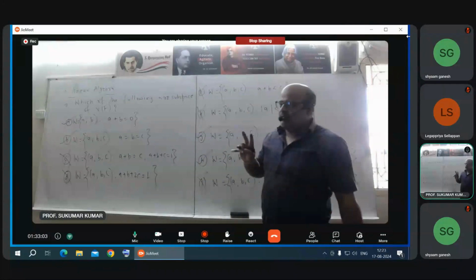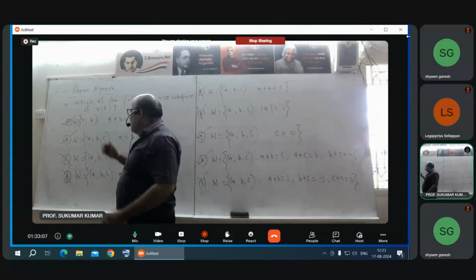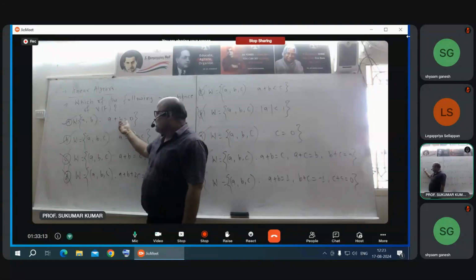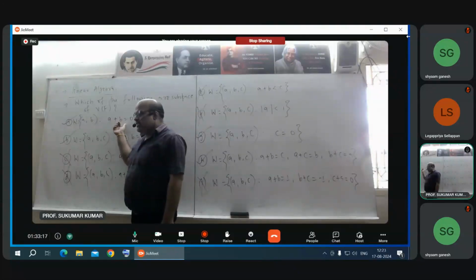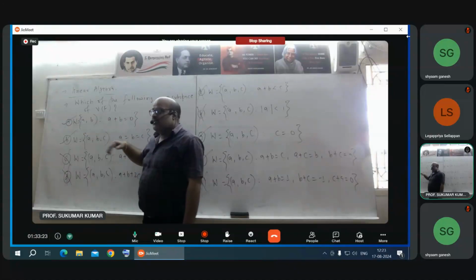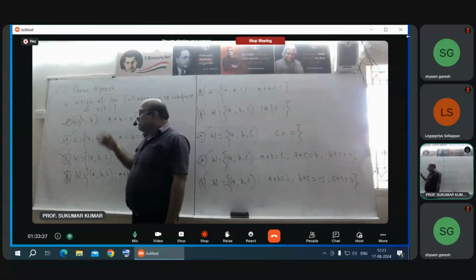Two types of concepts always keep in mind. First, whenever I am writing like this, W is equal to (a, b) such that a plus b is equal to 0, what is the meaning of this? It means whichever (a, b) satisfy this, that collection of (a, b) is W. This means W is a solution set, not a space yet; the space we have to verify. Solution set of this type of equations.